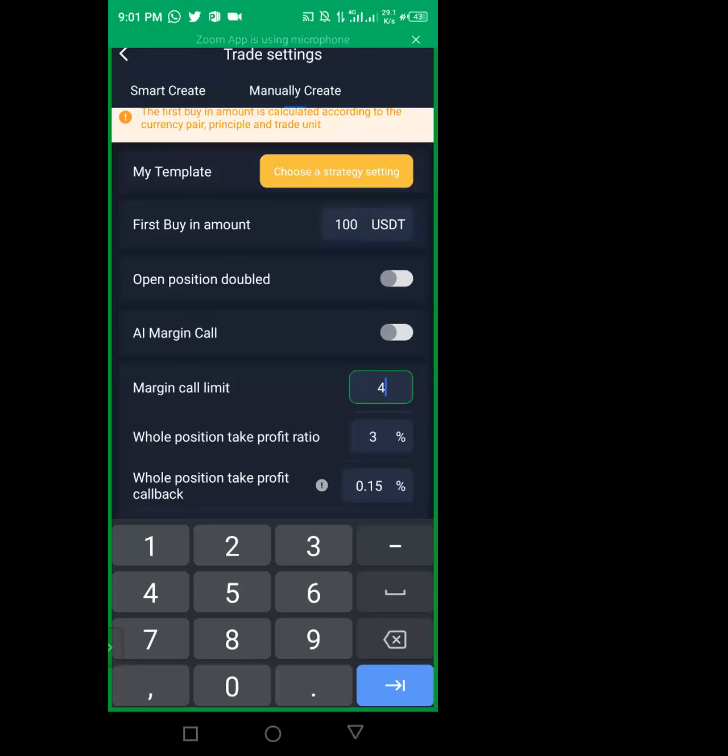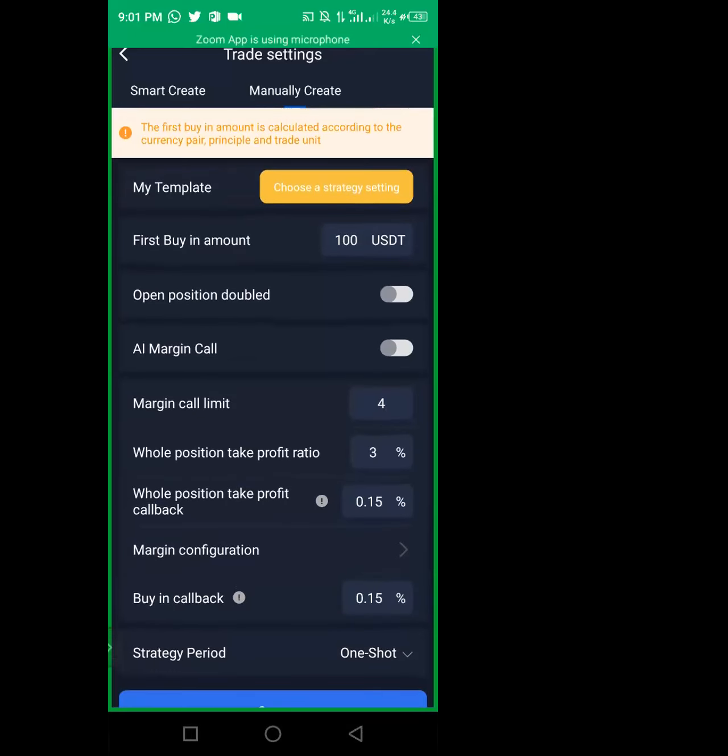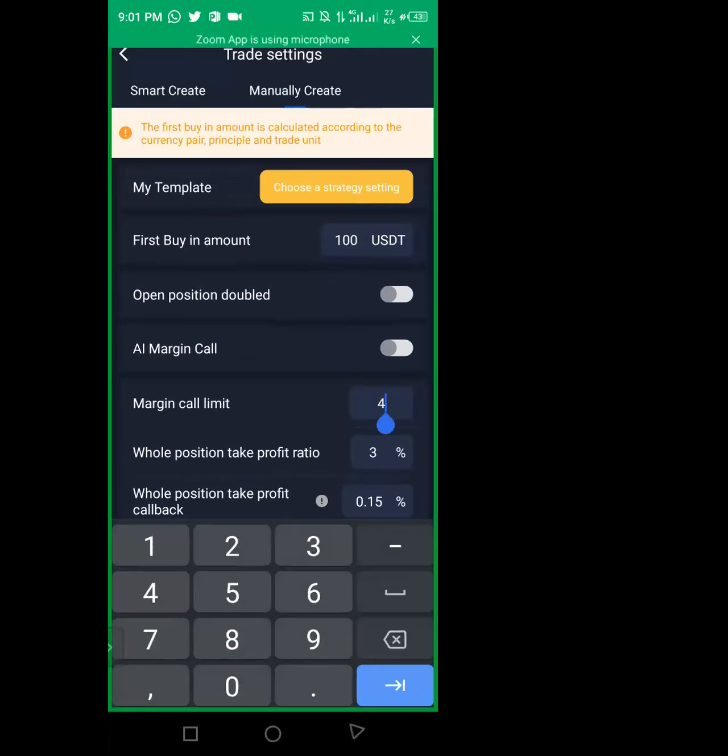So you have started with $100 and the remaining $100 now you want to divide it by 25. You want to use 25 to buy each margin. Now, for you to get the margin call limit, you will do 100 divided by 25. That means 25 will go into 100 4 times. So that is how we got the limit here.